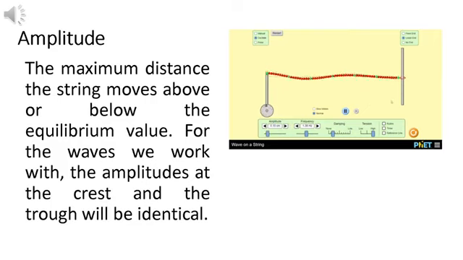Yan. Next parameter is the amplitude. So as you could see, the amplitude is the maximum distance the wave has started from the equilibrium value, and slowly increasing. We work with the amplitude at the crest and the trough will be identical. This is the distance between the equilibrium line and the maximum point.